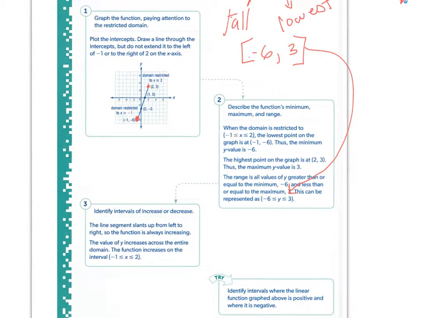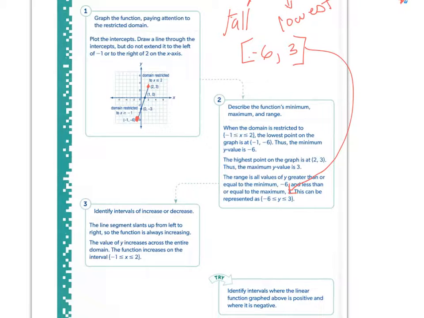Intervals where it's increasing or decreasing. Again, this graph doesn't go on forever. So if we're looking at it just from this small, tiny little graph here, it's not a very large graph. Where is the graph increasing or decreasing?